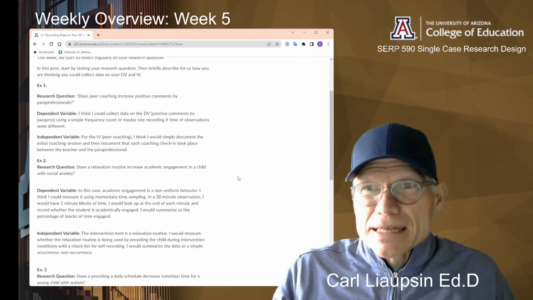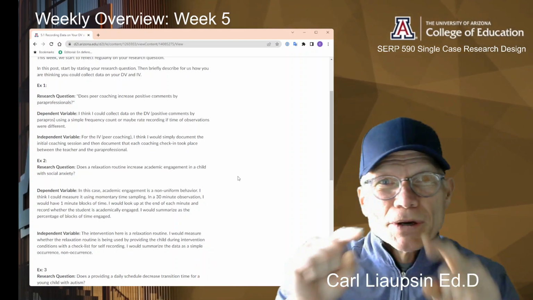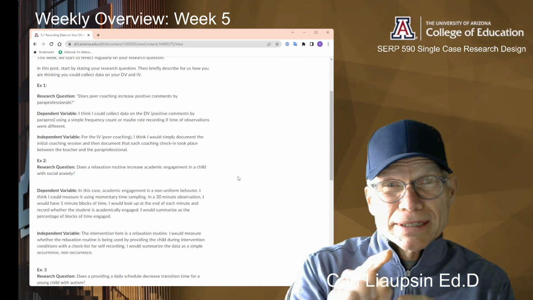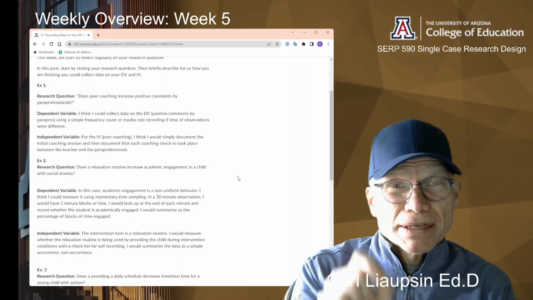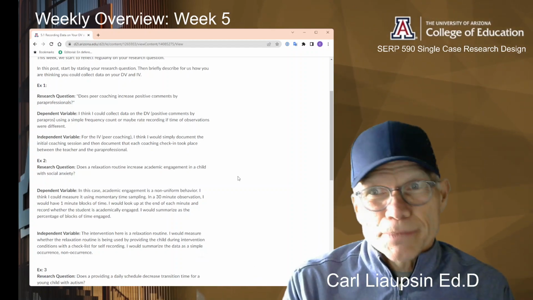That would mean that every session that you would go in, you would have a place on your data collection sheet before you collect the data on the independent variable to say, peer coaching took place, or no, peer coaching did not take place during this session because it's a baseline. Right?